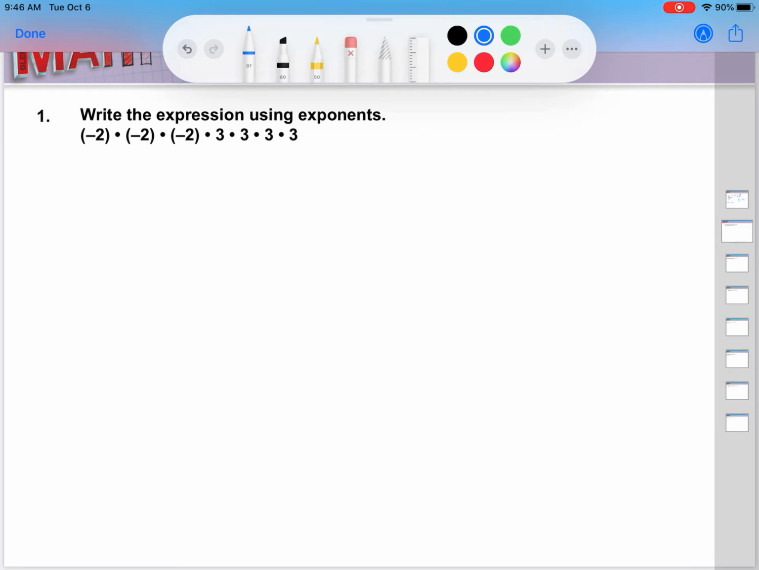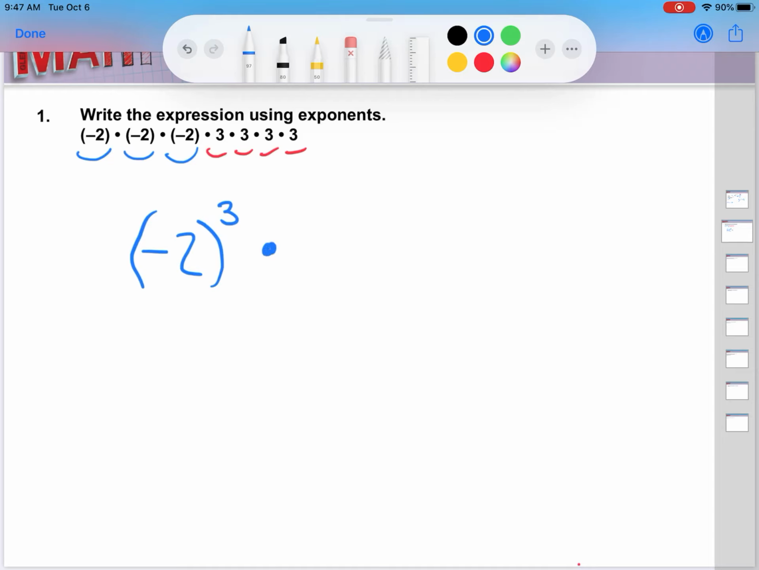So what we have here is 2 different bases. We have all these negative 2's, and then we have all these 3's. What I like to do is just go piece by piece. Negative 2's listed first, so that's what I'm going to deal with first. So I have negative 2, and it's being multiplied 3 times. 1, 2, 3 negative 2's. So negative 2 is to the 3rd power.